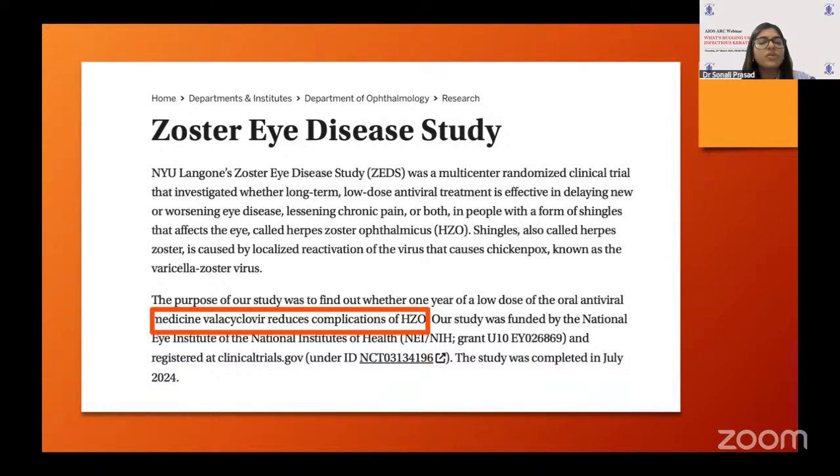The study was done to see whether low dose valacyclovir was effective in reducing the complications of HZO. Along with reducing the complications of HZO, it was also seen to be effective in decreasing post-herpetic neuralgia pain, which is a very big plus point of this drug.